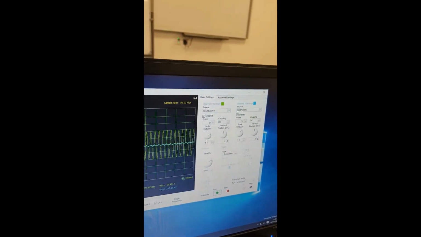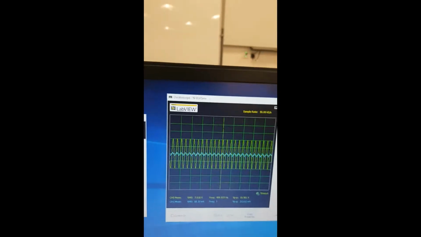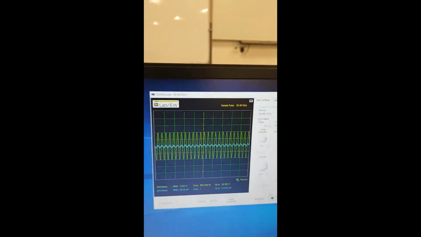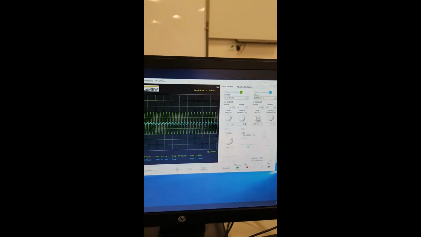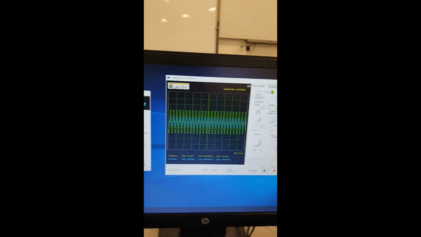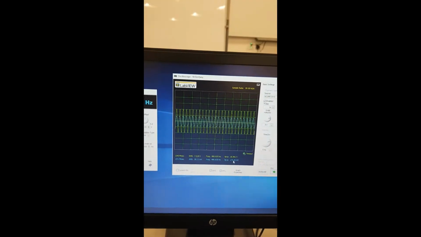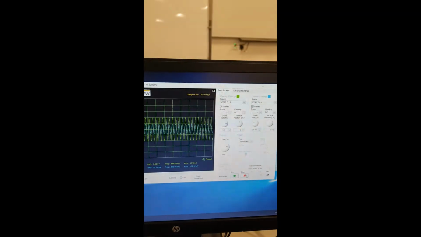It's good that we have two separate scales, one for channel 1 and one for channel 0. So I'll make it less. Okay, I want to make it bigger, so I reduce it again. Okay, it's better now, right? I can see the blue sine wave. I want to take the value, so I'll press stop.